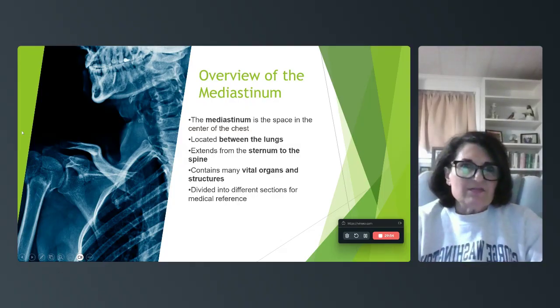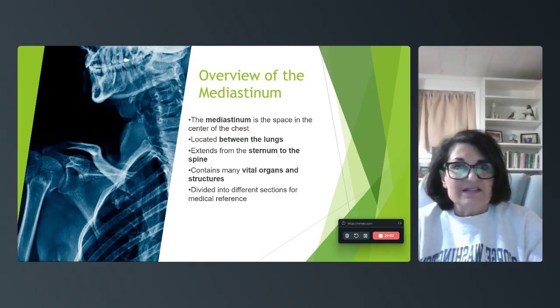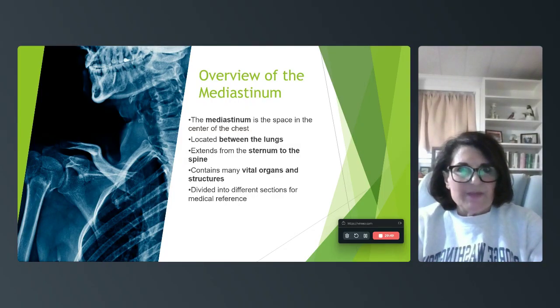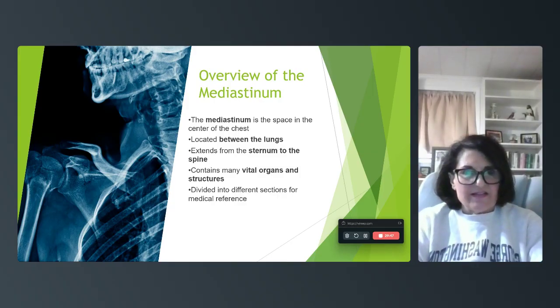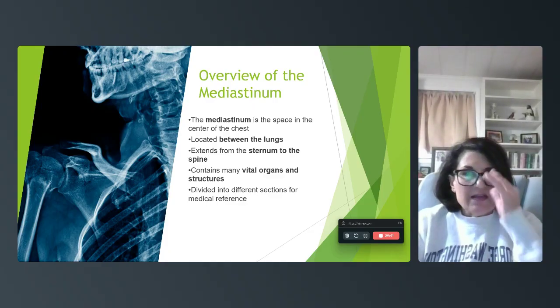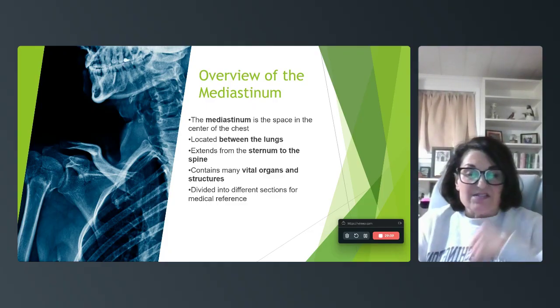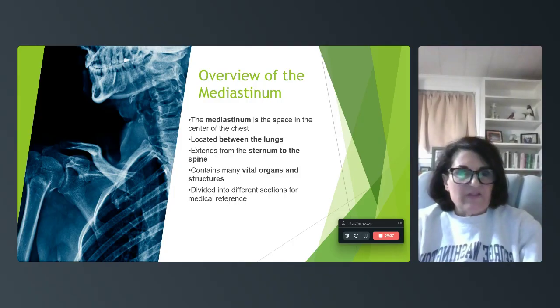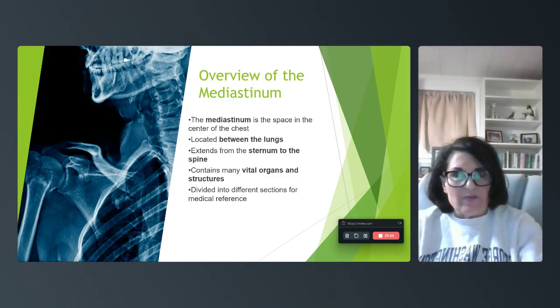So one of the things that we're talking about today is the mediastinum. That is the space in the center of the chest, located between the lungs. It goes from the sternum to the spine and it contains many vital organs and structures. It's also divided into different sections for medical reference.